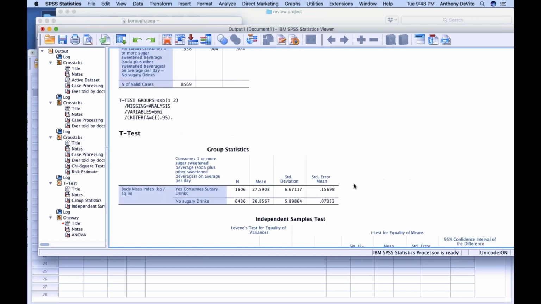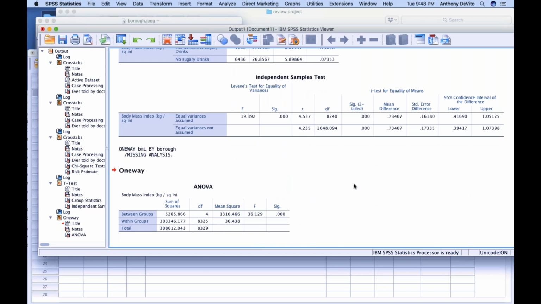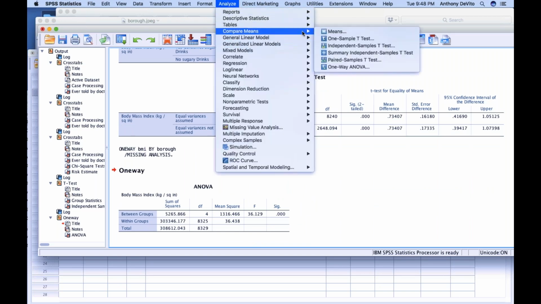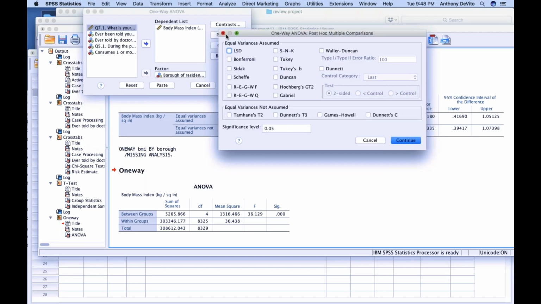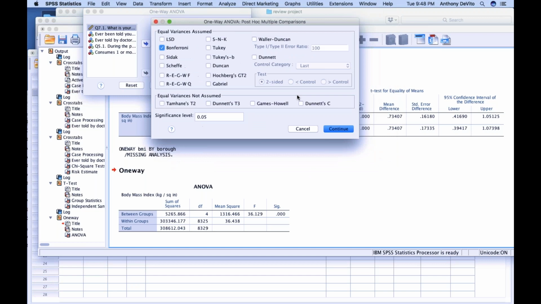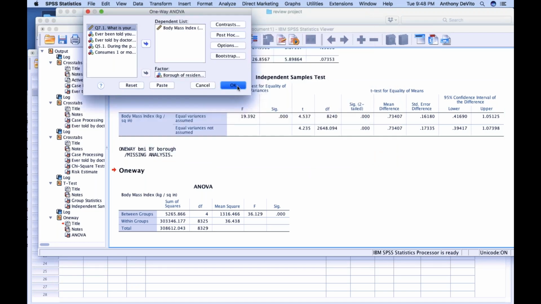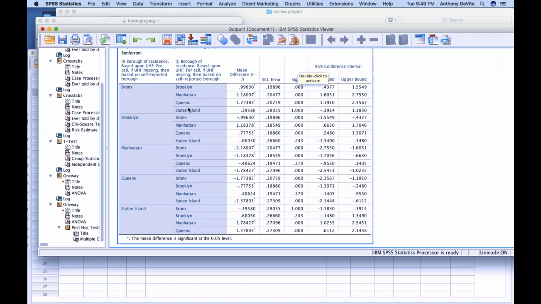Well, now the only problem I have is whether all of the boroughs are different or only some of the boroughs are different. So for that reason, we go back, we run compare means, one-way analysis of variance. This time we pick out post hoc tests as well. So I'm going to do Bonferroni. That's a conservative test. I'm going to choose that particular type of post hoc test. I'm going to click OK. We'll run this again. And this time, let's see what we get.